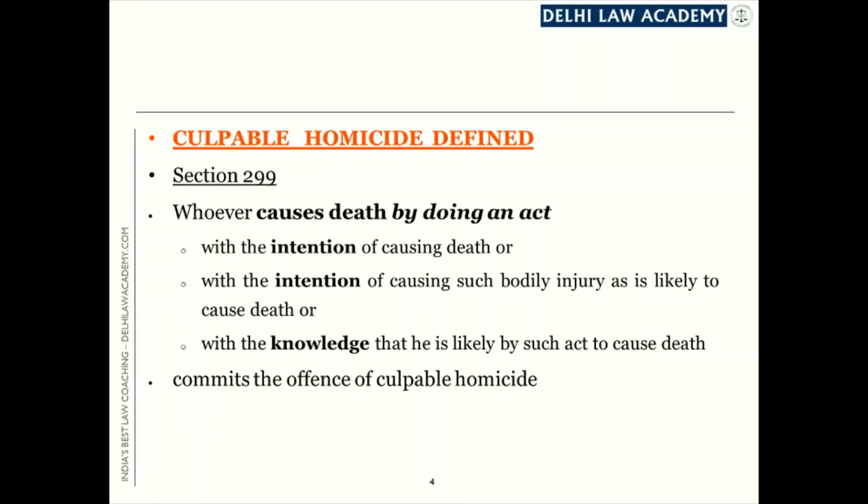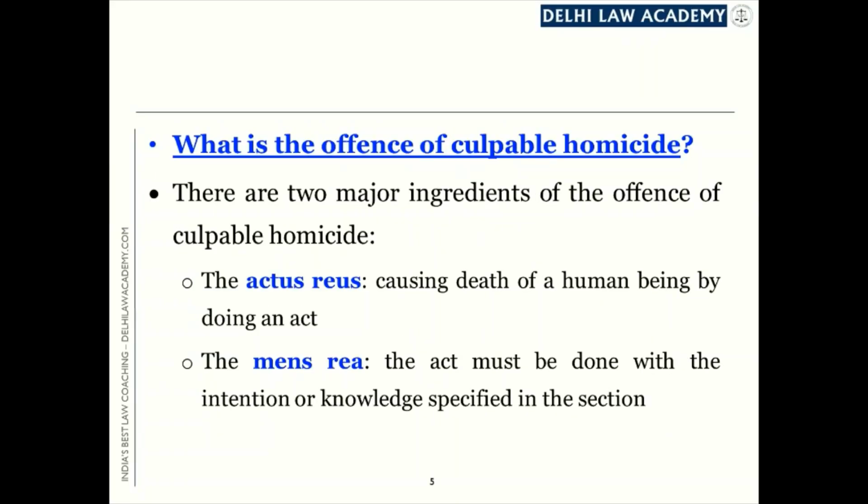Section 46 IPC says that wherever the word death is used in the IPC, it refers only to the death of a human being and not to the death of an animal. So, in section 299, when we use the word death, it refers to the death of a human being only. What is the offense of culpable homicide?